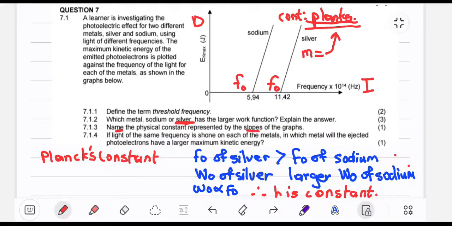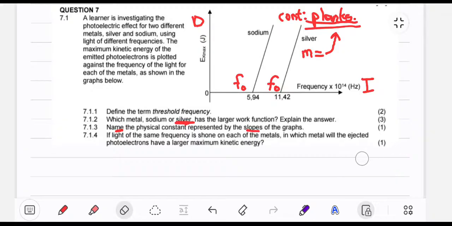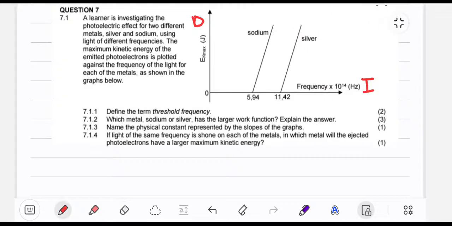If light of the same frequency is shone on each of the metals, silver and sodium, in which metal will the ejected photoelectrons have a larger maximum kinetic energy?